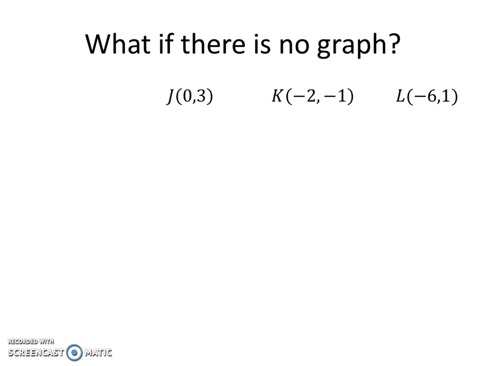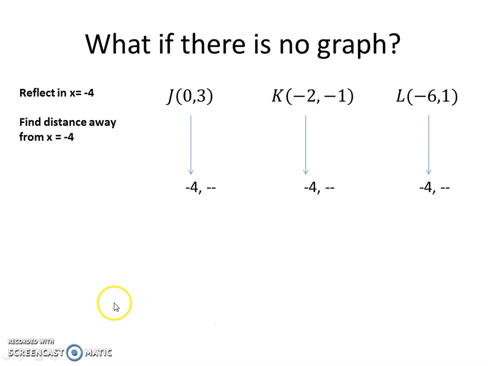Here's the kicker. What if there's no graph? Well, we're going to do some calculating with the coordinates. These are the coordinates we had for the first triangle, I believe. We're going to reflect across the line x equals -4, but we have to figure out what's the distance away from x equals -4. Because we're working with x equals, that means only the x coordinate is going to change. The y coordinate stays the same. So we want to figure out how far each x coordinate is from -4. How many spaces away from -4? Just the x coordinates.